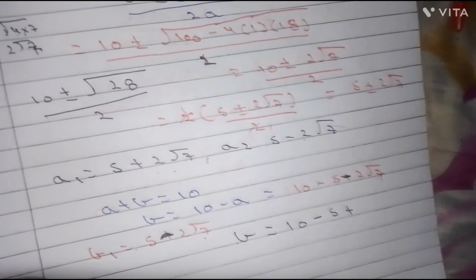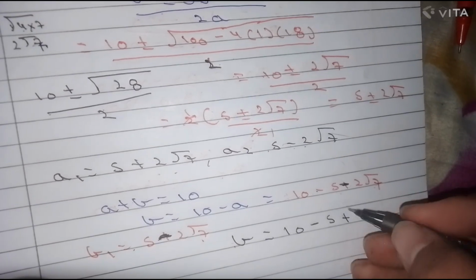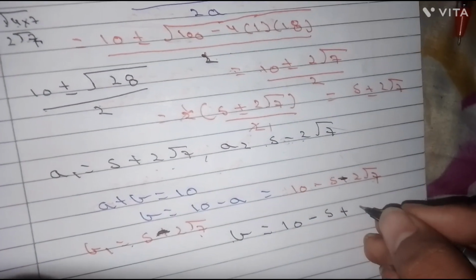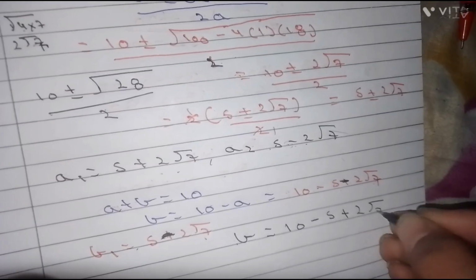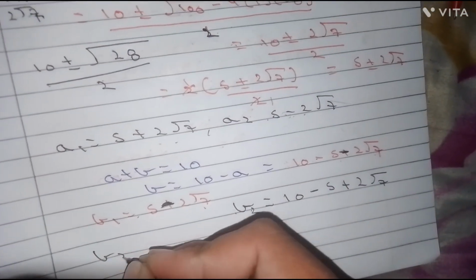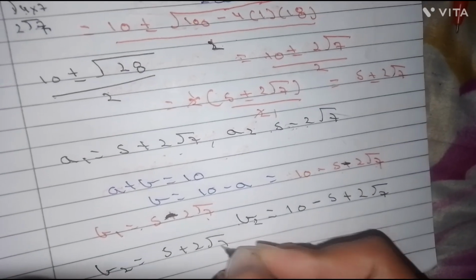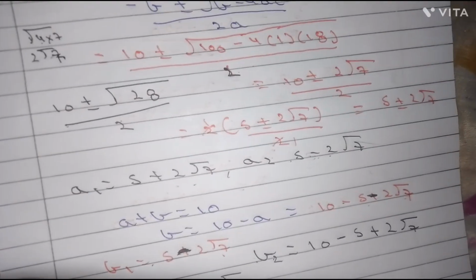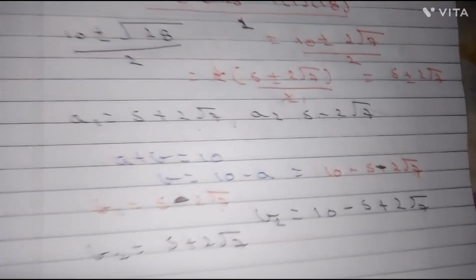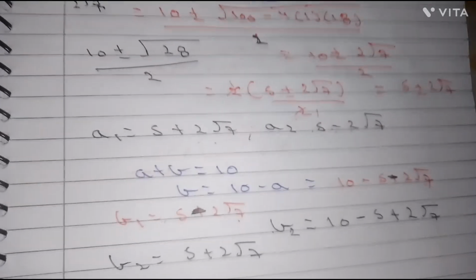I hope you understood this. So here 10 minus 5, and minus, while multiplying inside the minus we get plus 2 root 7. What is the value of b2? The value of b2 is equal to 5 plus 2 root 7. We got all the values here: a1 is equal to 5 plus 2 root 7, a2 equal to 5 minus 2 root 7, b1 is equal to 5 minus 2 root 7, b2 is equal to 5 plus 2 root 7.